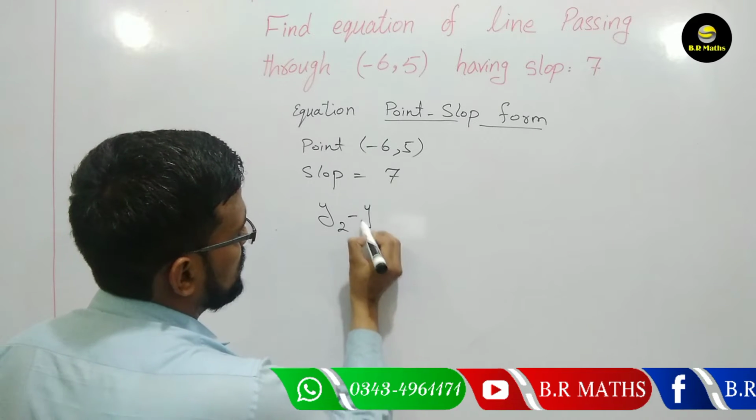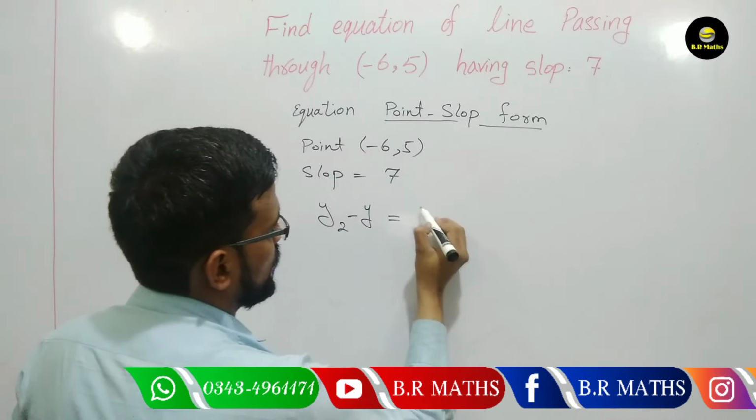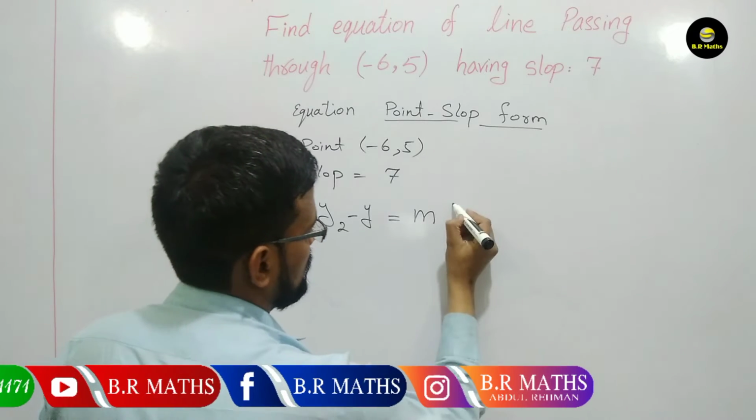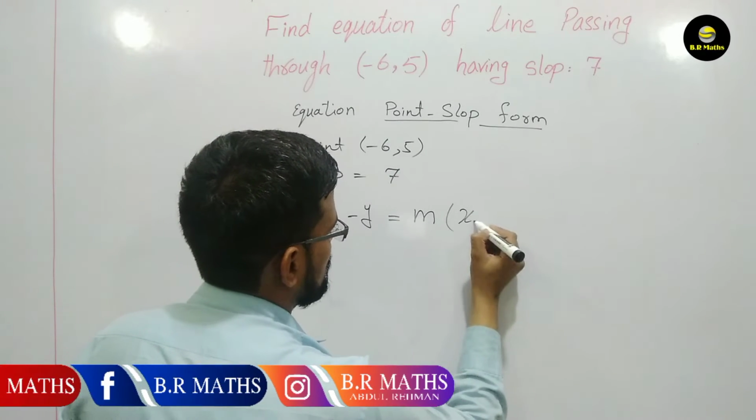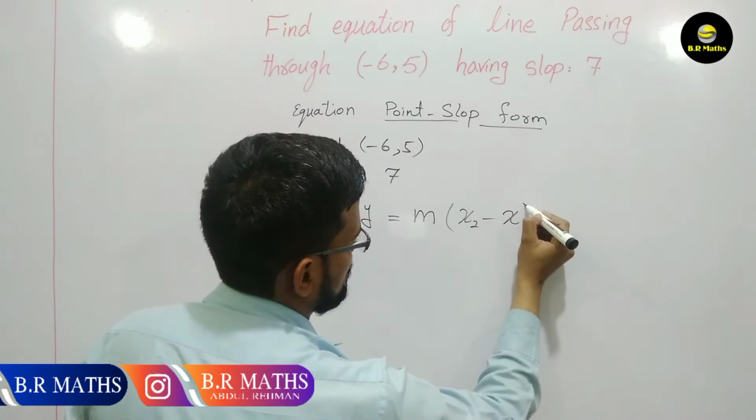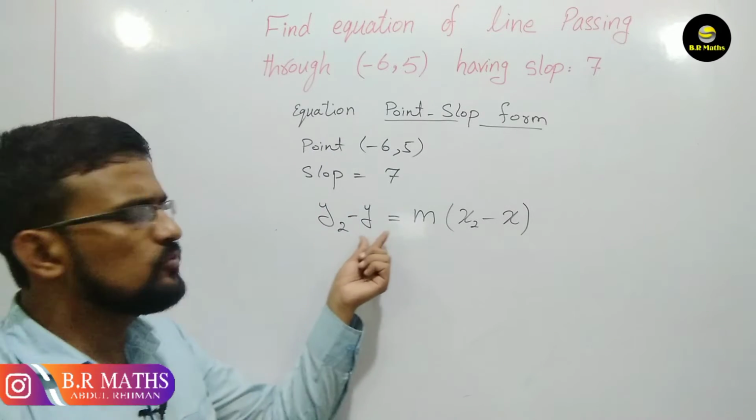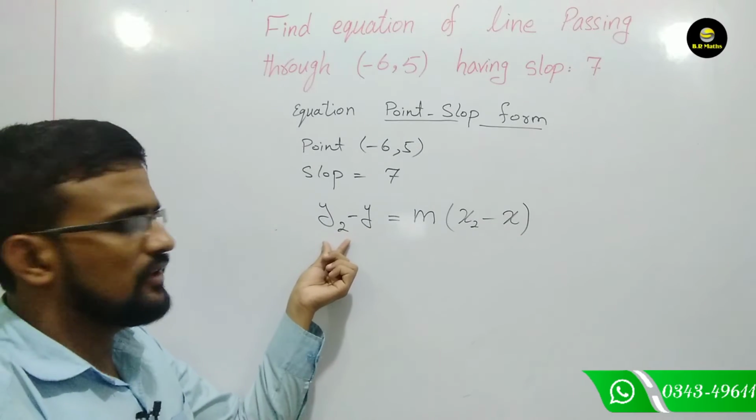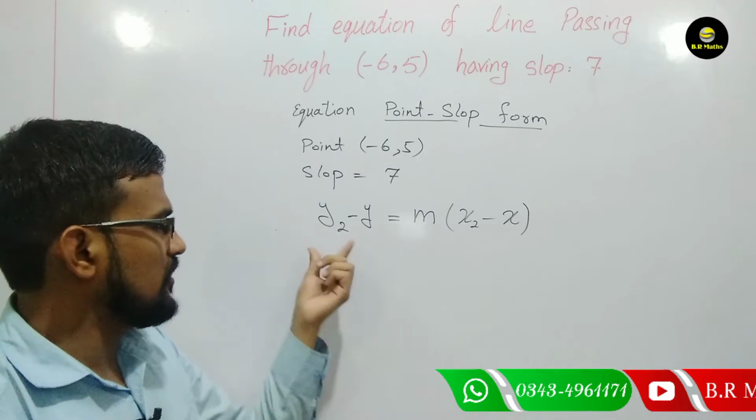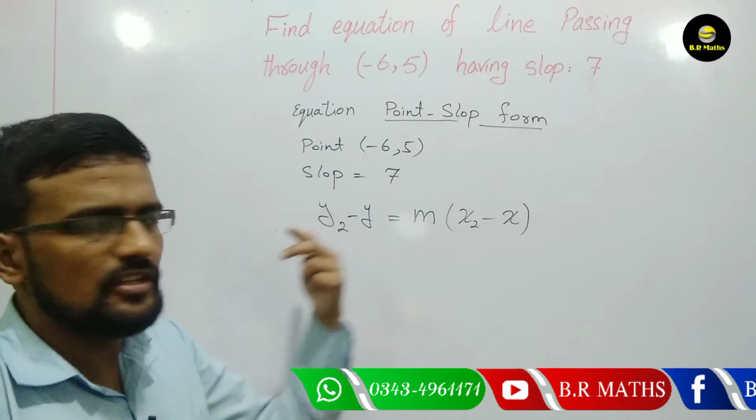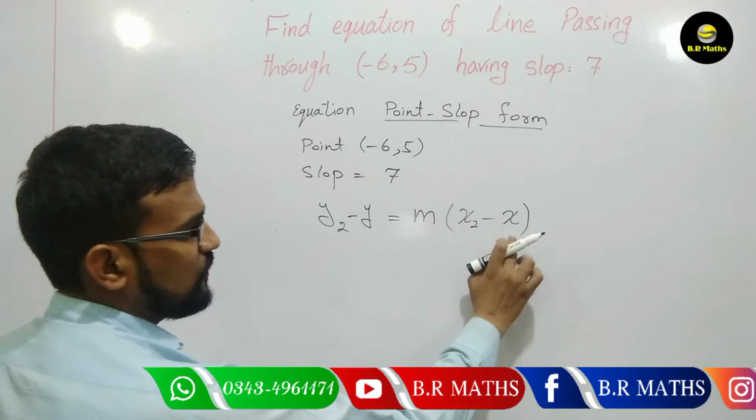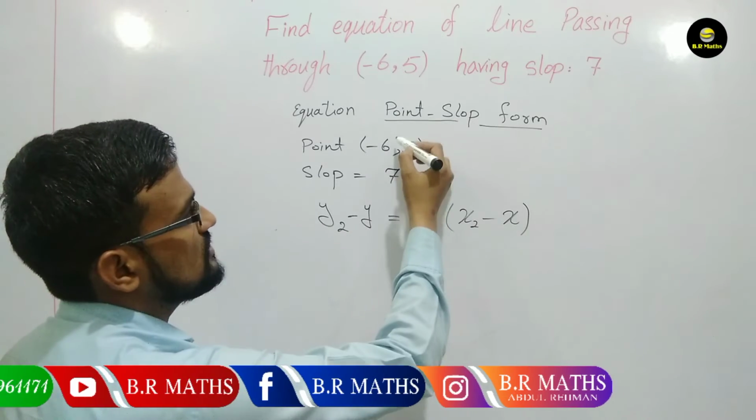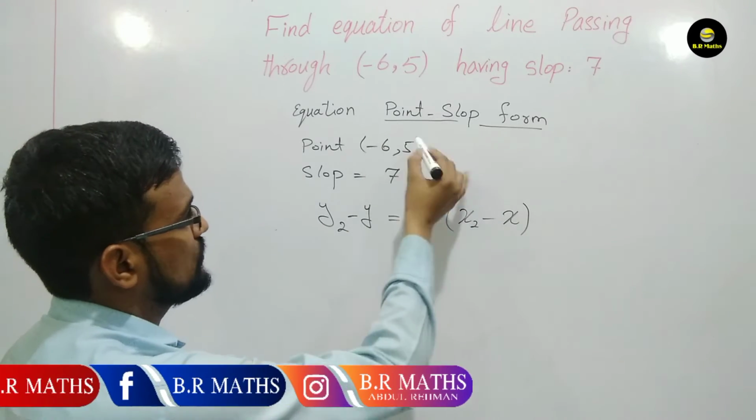y2 minus y equals m, where m is the symbol for slope, times x2 minus x. You can also write this as y2 minus y1 equals m times x2 minus x1. Here y1, x1, you can also write y dash or anything. x and y are variables, and y2, x2 mean these values. Put the values from this point.